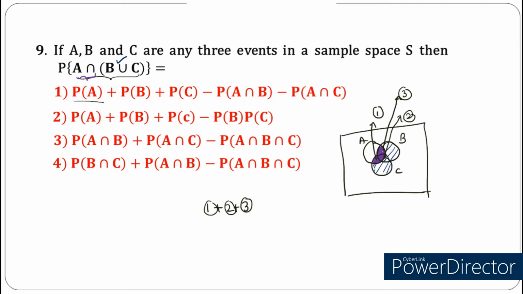P of A plus P of B plus P of C minus P of A intersection B minus P of A intersection C. Okay, this means what? P of A plus P of B plus P of C, they are adding all the probabilities, then they are subtracting A intersection B. This part they are subtracting, but we want it. This part they are removing because you need A intersection B, right? Intersection means what? Common part. Between A and B, the common part we should have. We should have that part, but they are removing it. So this is not your option.